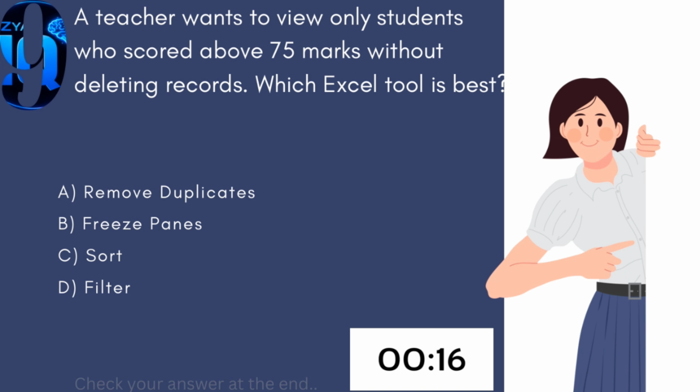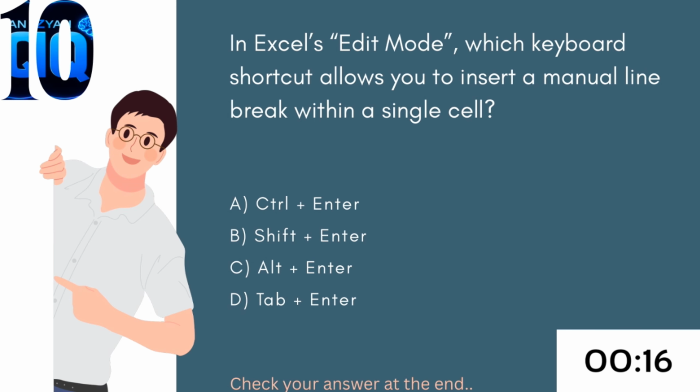All right, let's take a look at this question about inserting a manual line break within a cell in Excel. When you're working in Excel's edit mode, sometimes you want to add a new line inside a cell without moving to a different cell. The question is, which keyboard shortcut allows you to do that? Now, the options are Control plus Enter, Shift plus Enter, Alt plus Enter, and Tab plus Enter. The key here is to remember that creating a line break inside a cell requires a specific key combination that tells Excel to insert a new line rather than completing the current action.